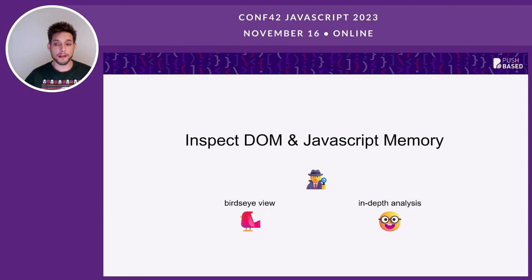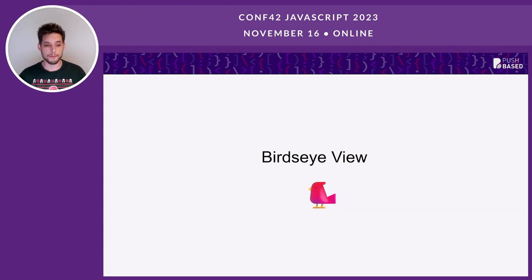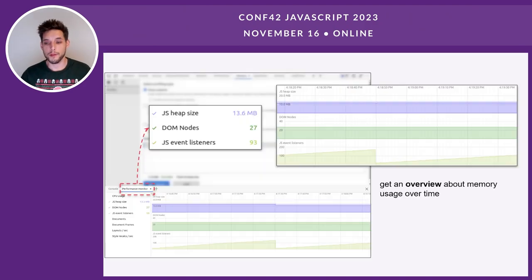So let's inspect the DOM and the JavaScript memory. We go twofold here. In the first one, we want to have a bird's eye view, and then we want to do an in-depth analysis. So let's start with the bird's eye view. We have multiple tools that help us here.